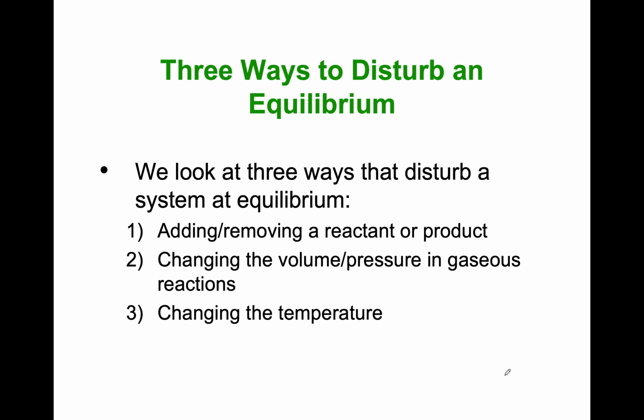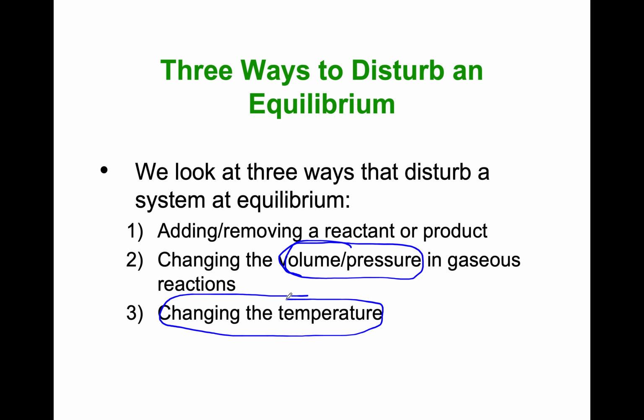So there are three ways we're going to look at. If you take a look here, the first one is, do we add or take away something? Are we adding a reactant, removing a reactant, adding a product, removing a product? What happens if you change the volume and pressure? How's that going to affect the equilibrium? And what happens if you change the temperature?